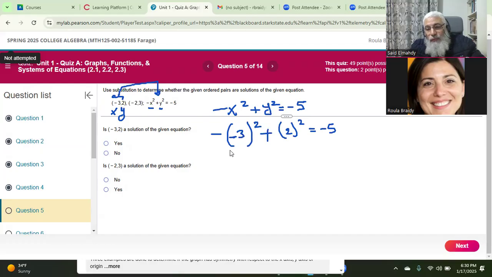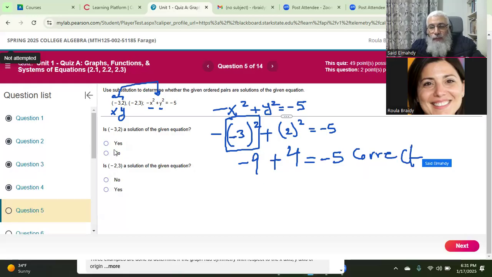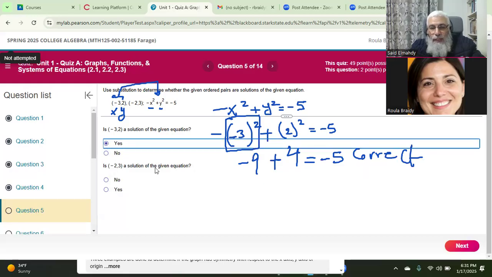Okay, let's continue. 2 squared is 4, correct? And minus -3 squared. This is minus still, correct? Yes, but this part is -3 squared. -3 squared is 9, positive 9. And we have negative, so it is -9. What is -9 plus 4? Minus 5. So it is correct. It satisfies the equation, yes, it is a solution to the given equation.